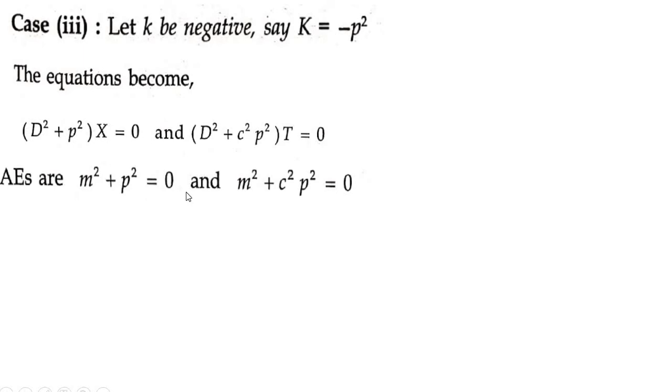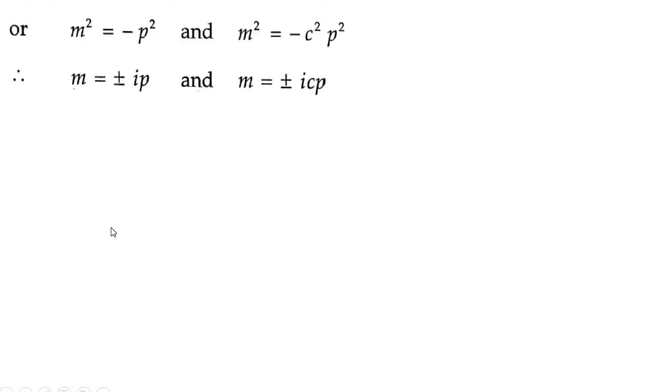So I'll take plus p² to the other side. Here also I'll take plus c²p² to the RHS. So when you take plus p² to the RHS, you get m² = -p². And similarly, when you take plus c²p² to the RHS, you get -c²p². So what is m? m is equal to plus or minus square root of -p², which is equal to ±ip. Similarly, for the second one, you get m equal to ±icp. So you have ip here, and here also you have icp.